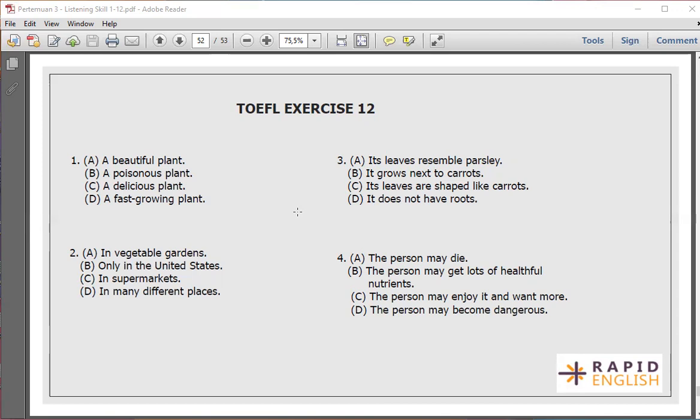Number 1. What is the topic of the talk? Number 2. Where is hemlock found? Number 3. What is true about hemlock? Number 4. What can happen to someone who eats hemlock?